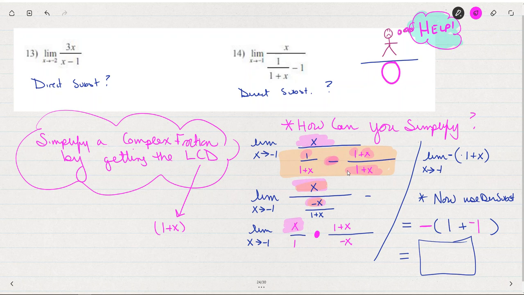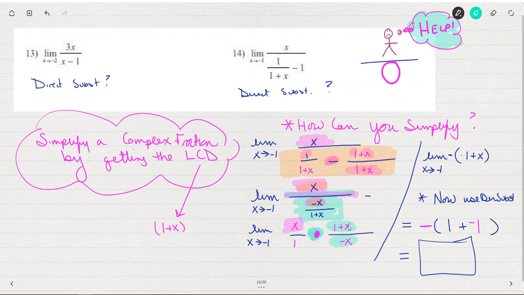The next step I did was I looked at this fraction as division. And remember that when we divide by a fraction, so we're dividing by this fraction, the opposite of x over 1 plus x, it's the same thing as multiplying by the flip, the reciprocal. So x divided by the opposite of x over 1 plus x is equivalent to x times the flip, the opposite of x under 1 plus x.